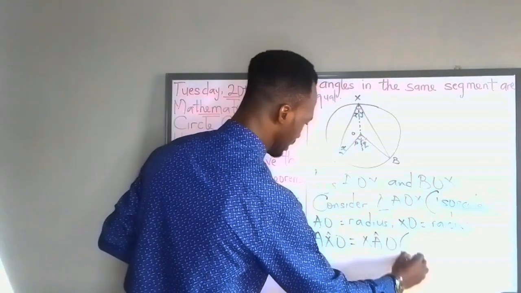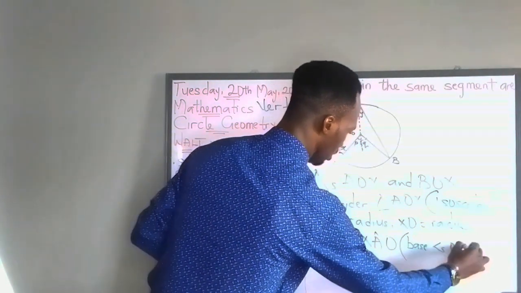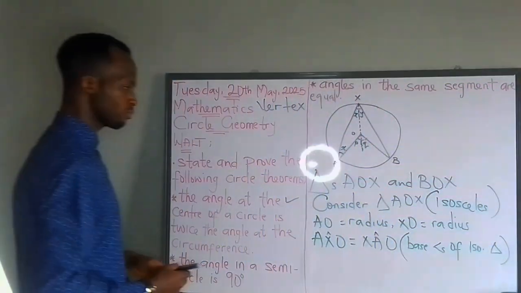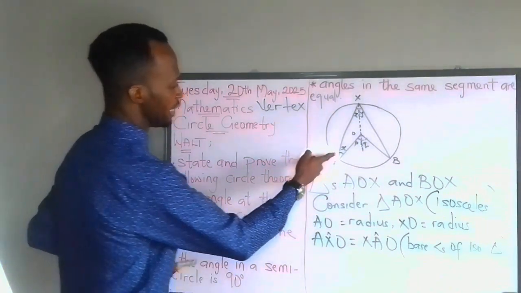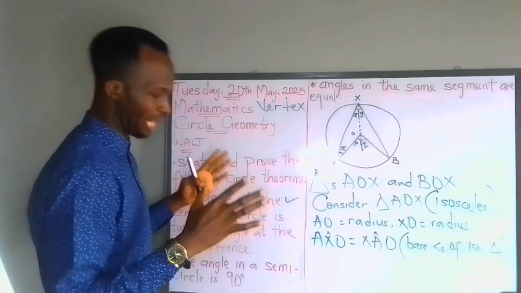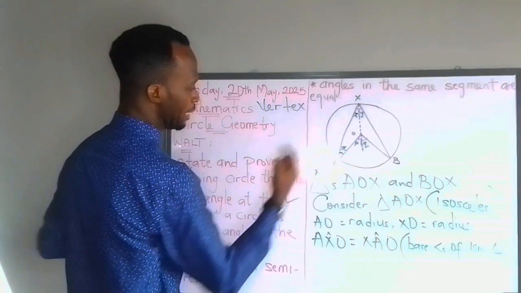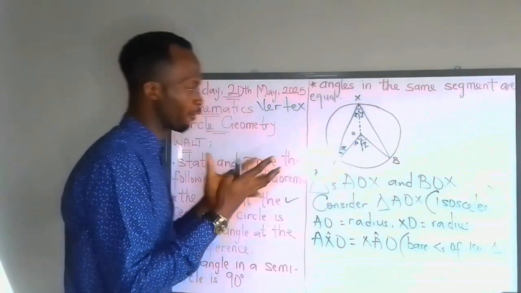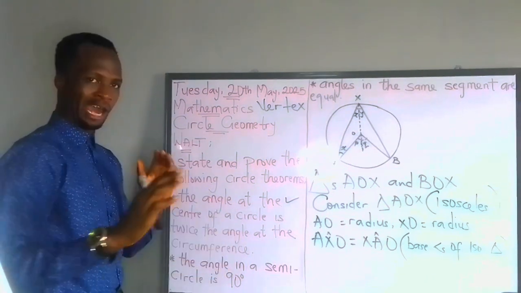XAO. And what's the reason? Base angles of isosceles triangle. So if this is X, that means this is also what? This is also X. I hope that is clear. If this is X, the angle at A, because X and X here are the base angles of the triangle AOX. I hope that is clear.